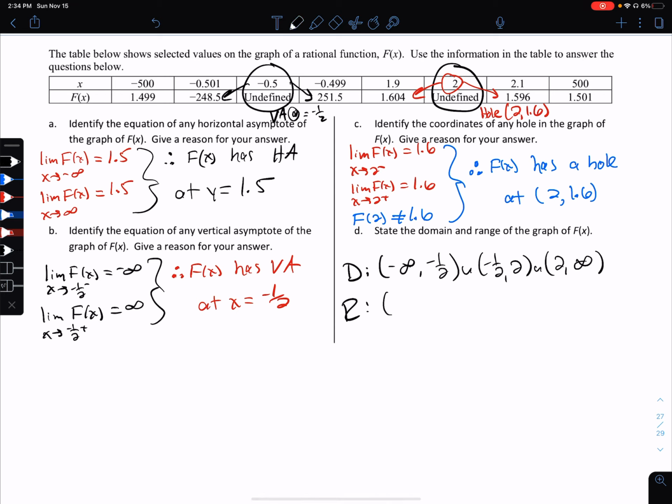So we're going to go from -infinity to 1.5. We skip over 1.5 and go to 1.6. We skip over 1.6 and go to infinity. Let's check out another example.